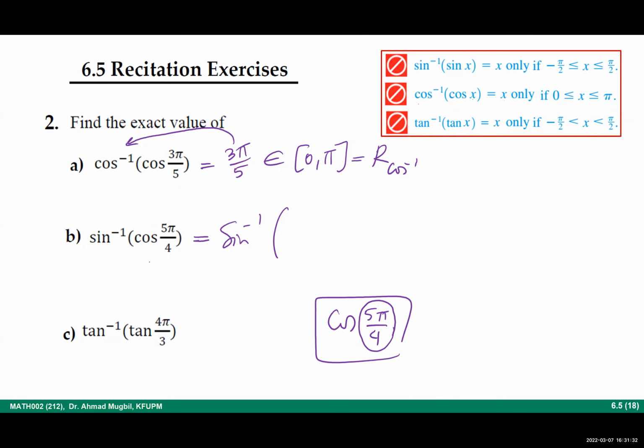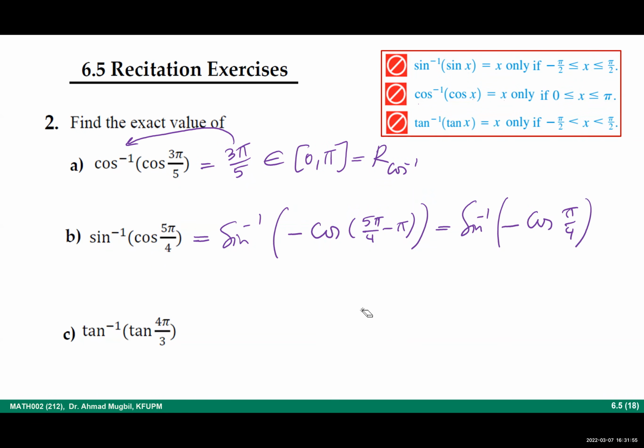So now cosine 5 pi over 4. 5 pi over 4 is in the third quadrant, so cosine is negative there. How do we find the reference angle in the third quadrant? We subtract pi from the angle. This will be equal to sine inverse of negative cosine pi over 4. What is good is that we can take the negative out because sine inverse is odd, but let's keep it for the next step. What is cosine pi over 4? Square root of 2 over 2.